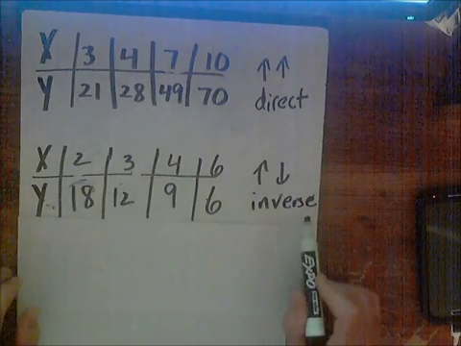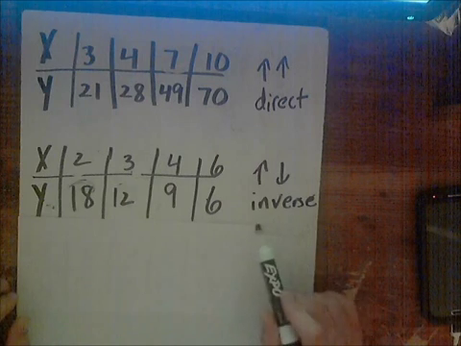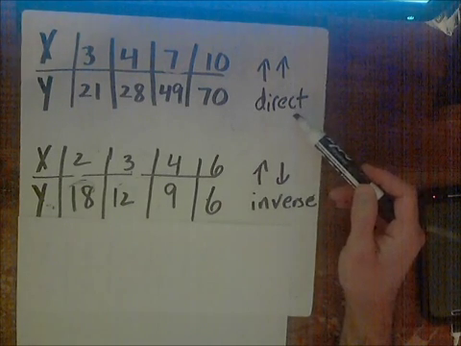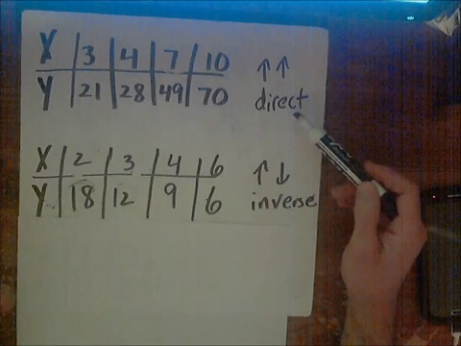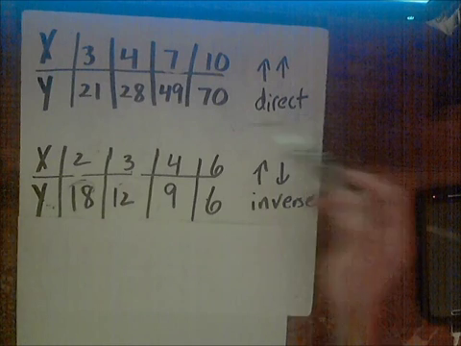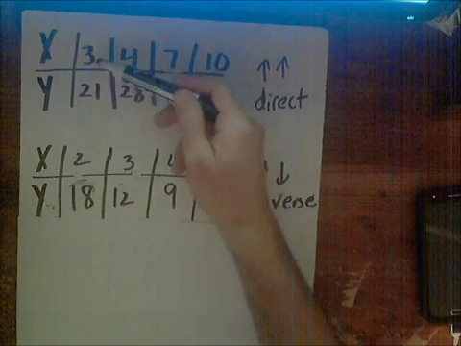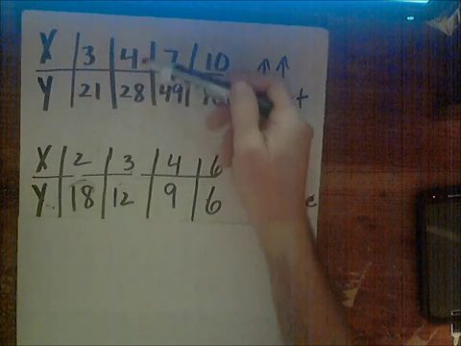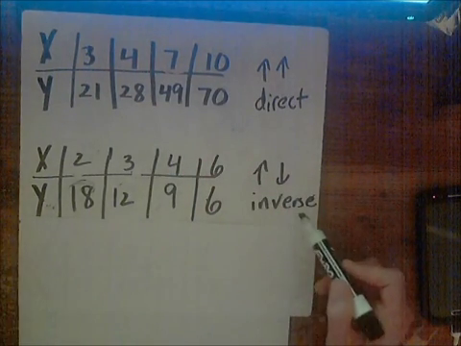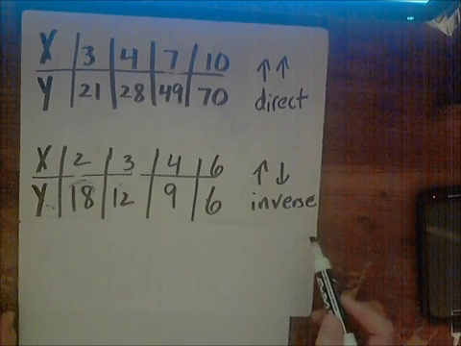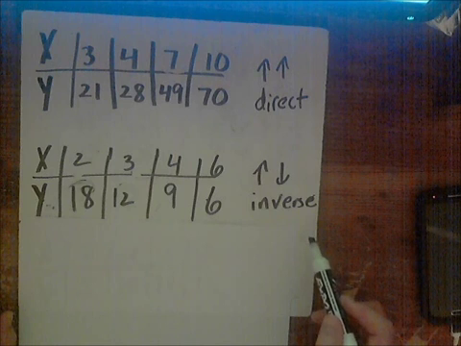Some people say indirect here, but indirect is the incorrect word. It is inverse. So direct variation, the variables go in the same direction. A way of thinking about direct variation would be, say, an hourly wage. If someone makes $7 an hour, they earn $21 for working 3 hours, $28 for working 4 hours, and so forth. Inverse variation goes in opposite directions. A way of thinking about inverse variation would be, say, the time it would take a certain amount of workers to get a job done.